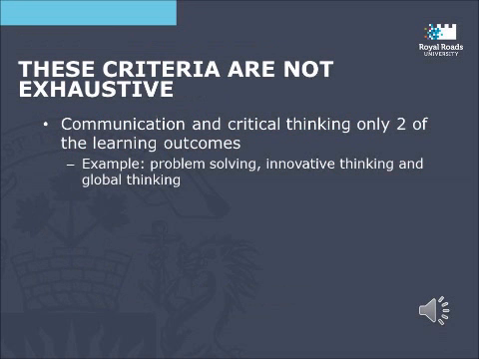There you have it, 16 criteria which you can use to assess communication and critical thinking. Note, however, that these criteria are not exhaustive. Communication and critical thinking are only two of the learning outcomes. Depending on which program you're teaching in, you may, for example, be assessing against problem solving or innovative thinking or global thinking. These criteria represent a minimum of what we want learners to leave the program able to do. They do not represent everything.